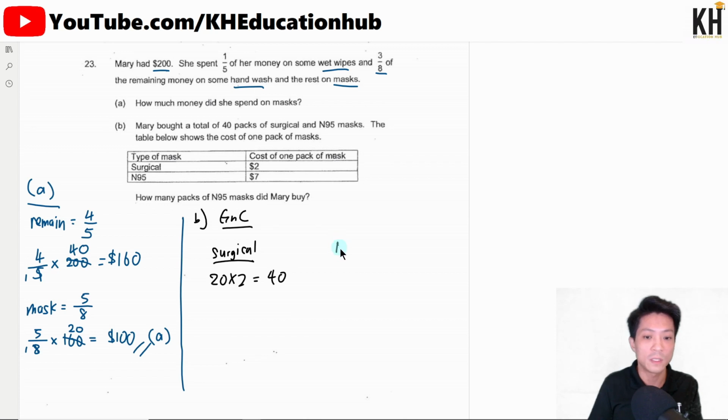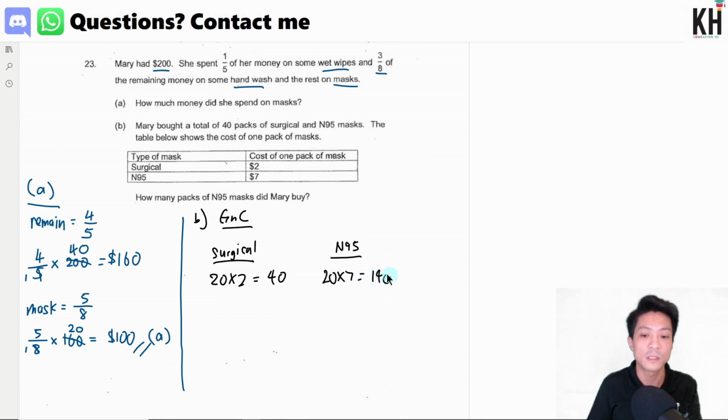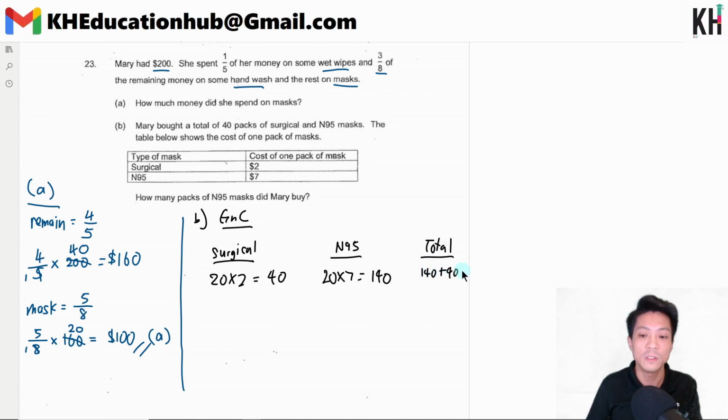And then for the N95, it'll be 20 times 7, which is 140. Total will be 140 plus 40, which is 180.